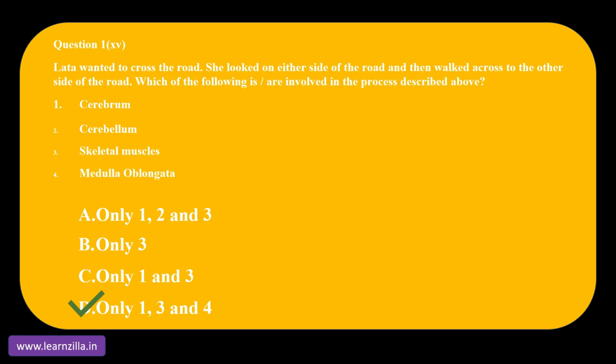2, cerebellum, is not mentioned, right? For crossing the road, she has to use her senses. She needs to think and then take action of movement of muscles, right? So there is no talk about the balance. So cerebellum is not involved in this process.